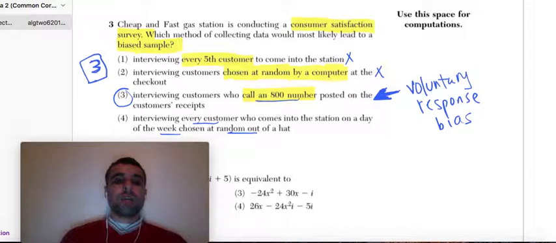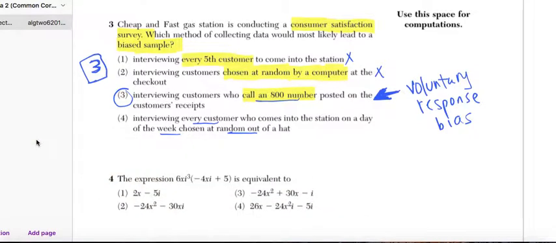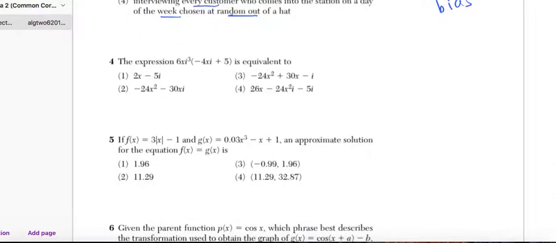All right, I'm going to minimize me now so we have room to look at the work we need to do for question 4. The expression 6i cubed, let me start over. The expression 6i cubed times negative 4xi plus 5 is equivalent to, we could simplify 6i cubed first, but I'm going to just distribute instead.